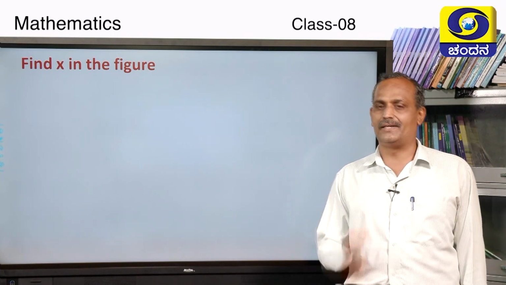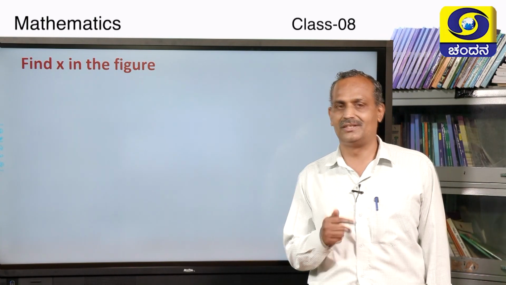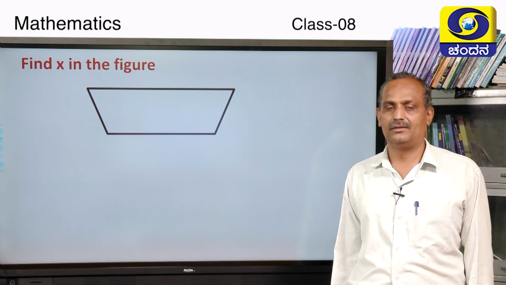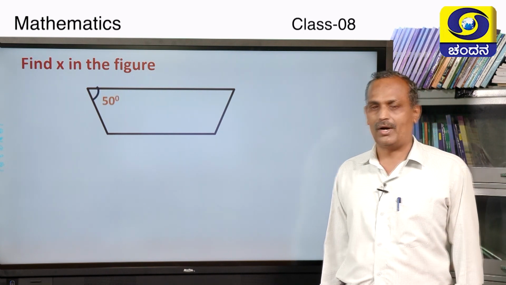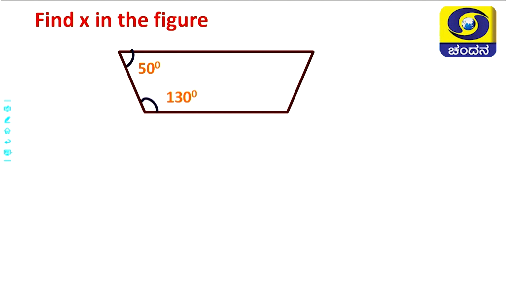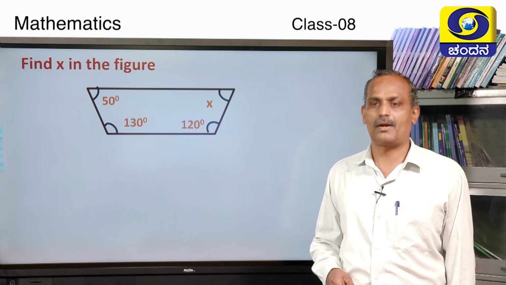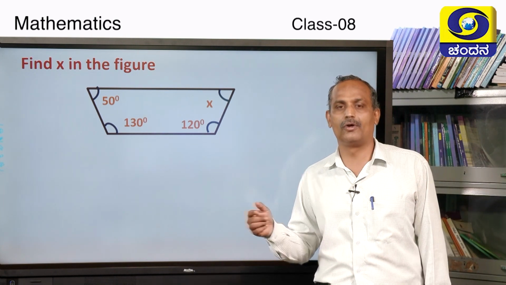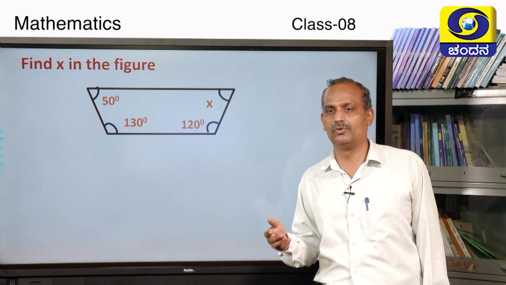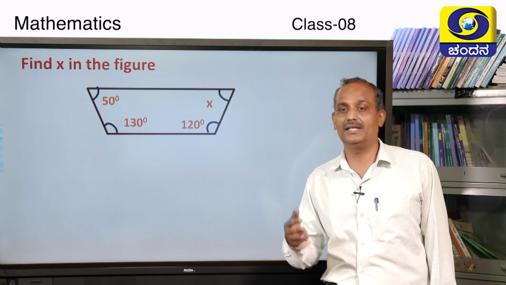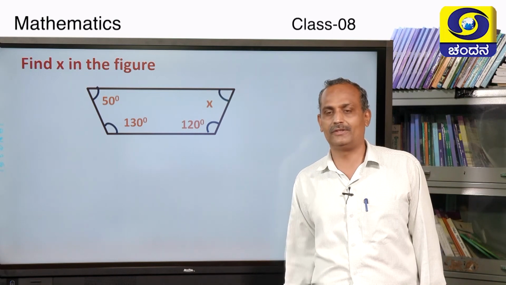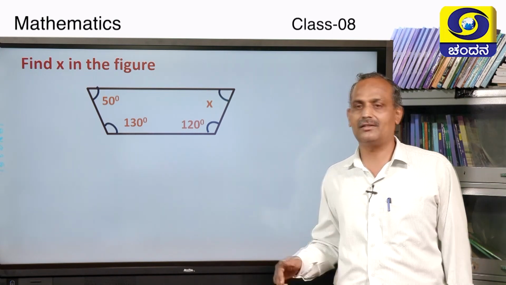Let us solve certain problems based on whatever we have discussed till now. Find x in the figure. So, I have drawn a quadrilateral. One angle is given as 50 degrees, another is 130 degrees, one more is 120 degrees, and the last one is x. We need to find it. How can we find it? What is the method of finding it? Already we have studied by using angle sum property that the sum of all 4 angles of a quadrilateral is equal to 360 degrees, because we can form only 2 triangles without intersecting any drawn line.